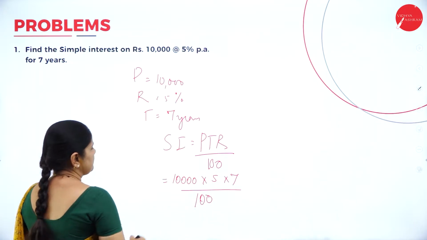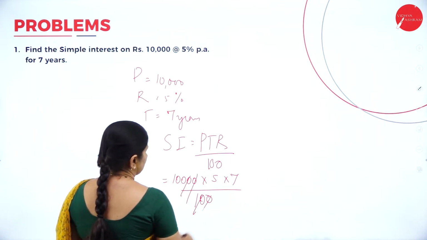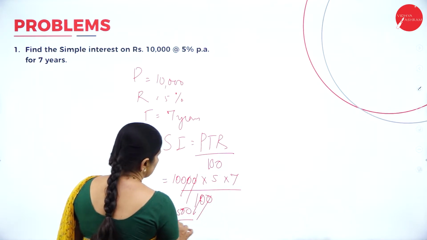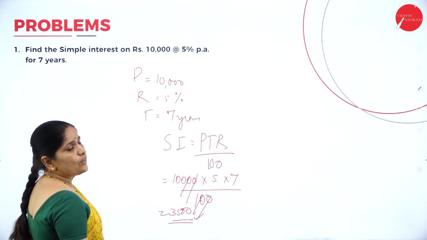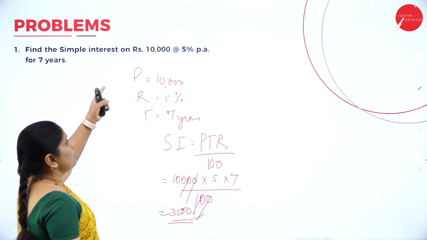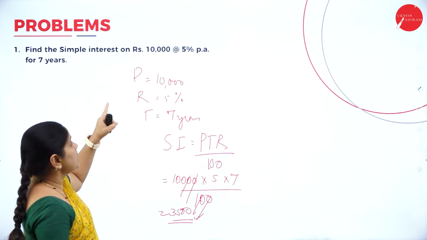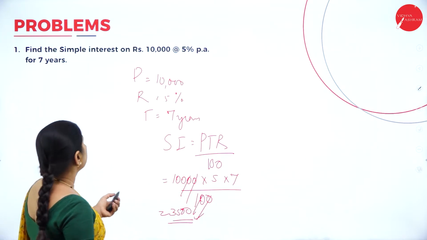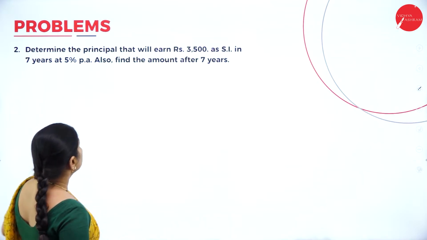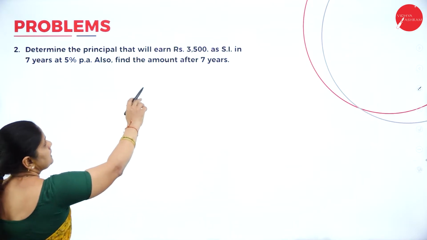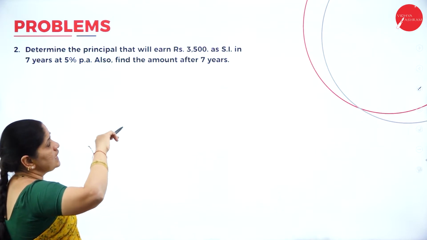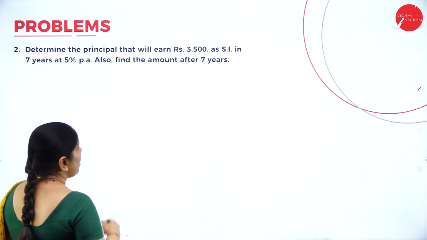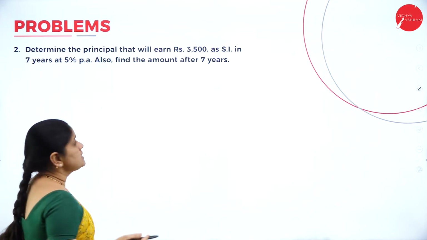So, when we simplify this equation, I get 3,500. So, this is the interest which the bank will pay for a sum of rupees 10,000 after 7 years at 5% per annum. So, the next problem: determine the principal that will earn rupees 3,500 as simple interest in 7 years at 5%. Also find the amount after 7 years.